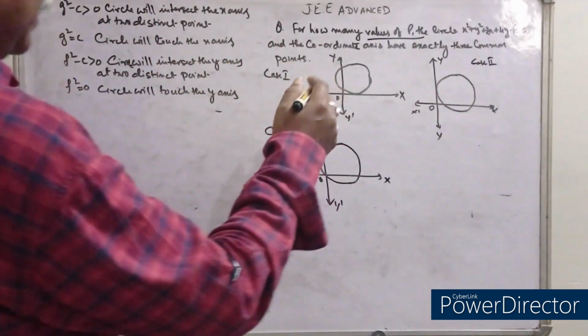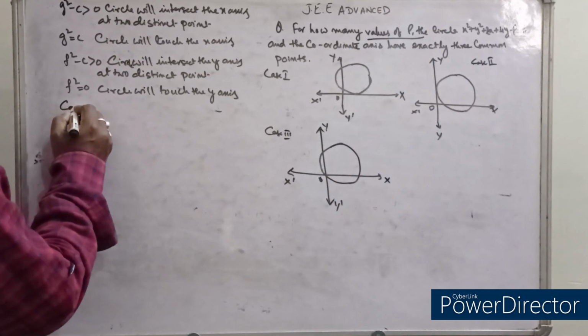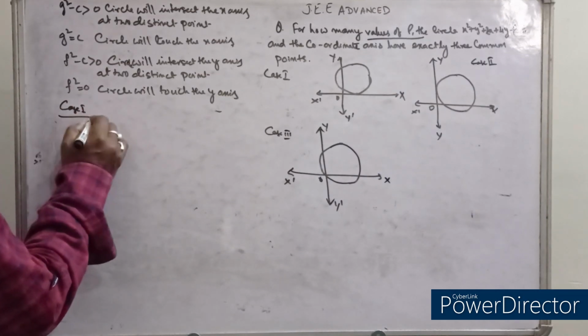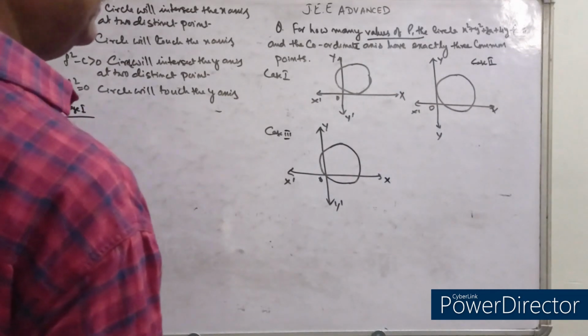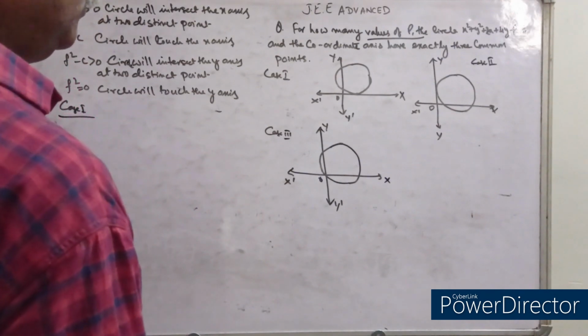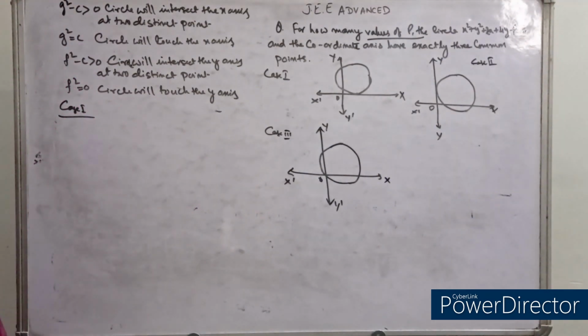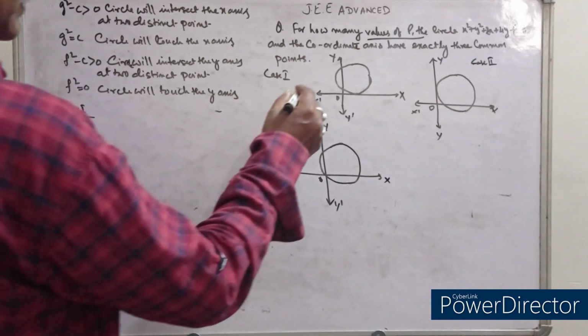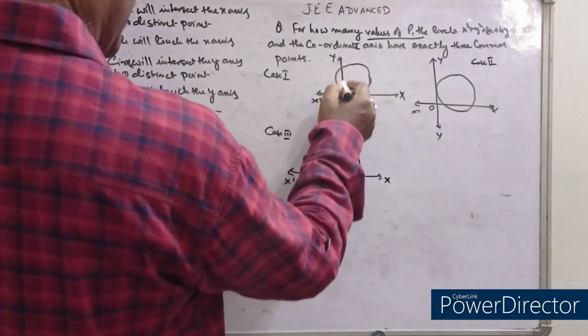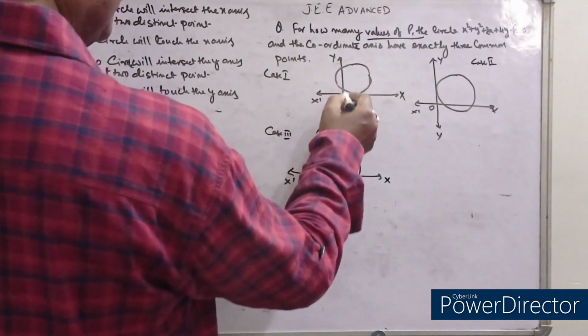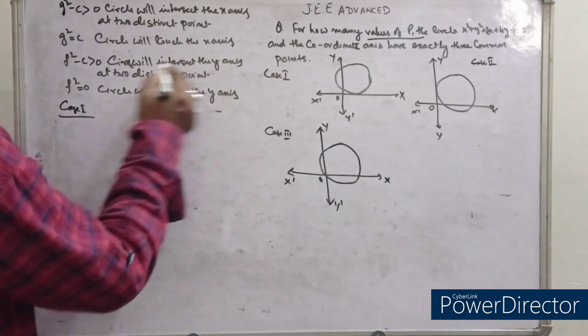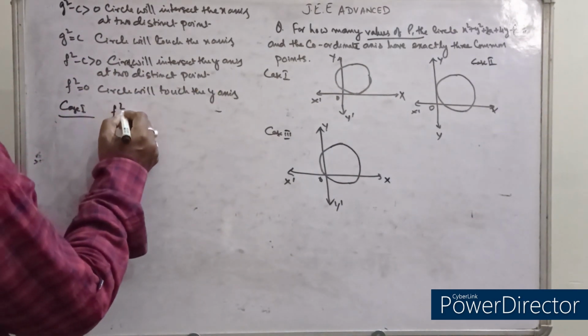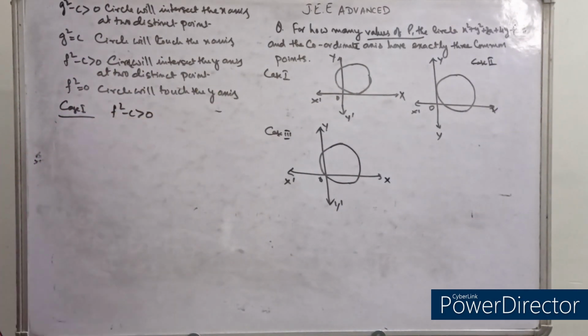So if you take case 1, in this case 1, what you find is that it intersects the y-axis at two distinct points. That means your f square minus c is greater than 0.